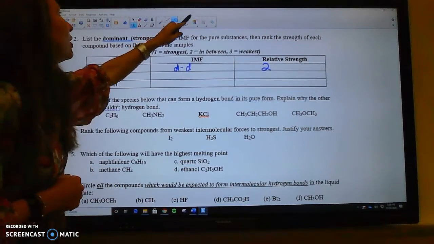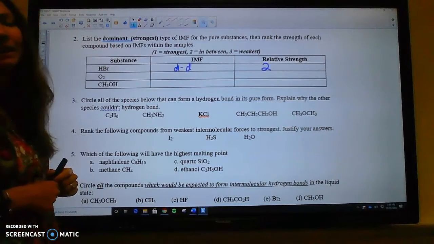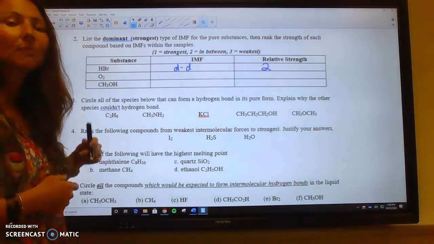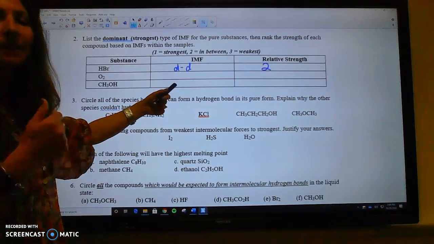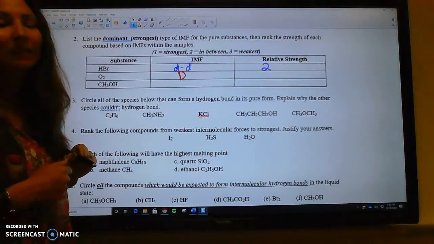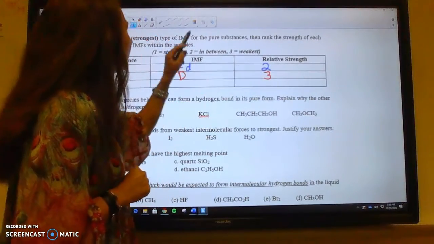We have oxygen, diatomic oxygen. By the way, there's a lot of elements that exist in their natural form as diatomic molecules, 2 of them together. So this is bound to itself. That should be a dead giveaway that it's what? Dispersion. And dispersion is the weakest. So that's going to be a number 3.